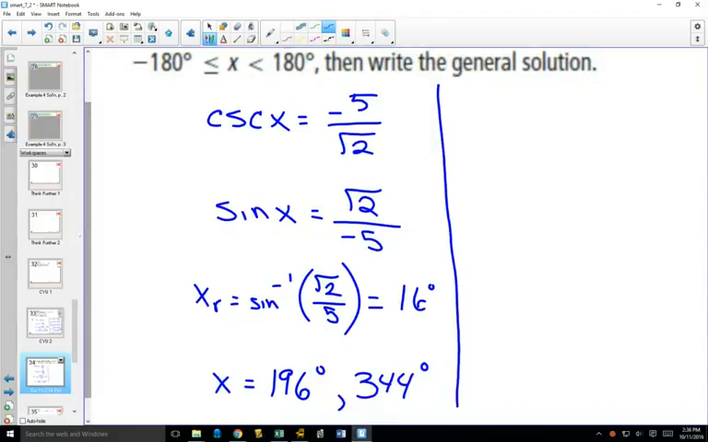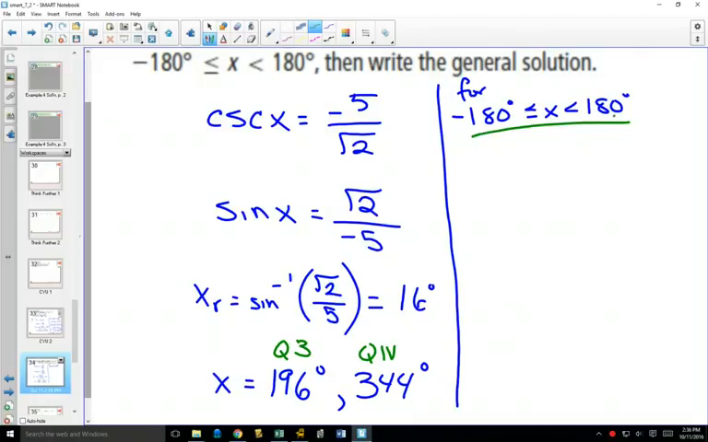Now, the question is saying, first solve it between negative 180 and 180 degrees. Well, if we think about our unit circle, that means that we're going to go in the negative direction from 0 to 180, and in the positive direction from 0 to 180. Our answers here are in quadrant 3 and quadrant 4. But they're not in this domain, right? Because our answers are past 180.